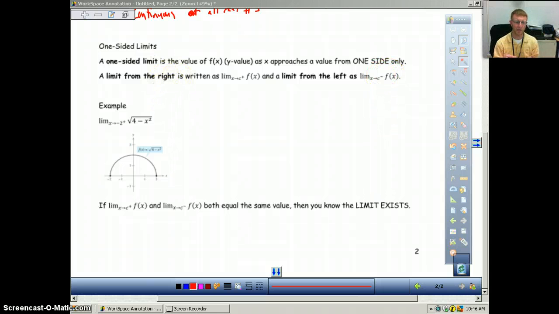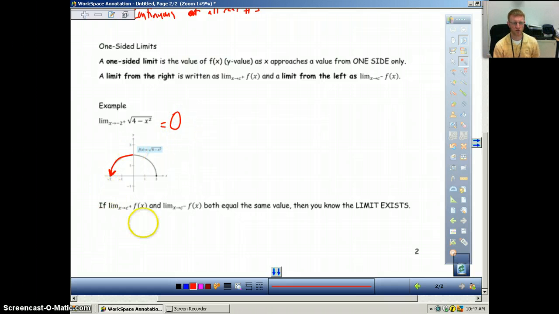In other words, on these ones, we don't have to look at it from both sides. We only have to look at it from the right or the left. So this example right here is pretty clear. Here's the graph. It says, what is the limit as x approaches -2 from the right? In other words, we're only looking from the right to that point. So as it approaches -2, our limit is equal to 0. And that's all you have to do.